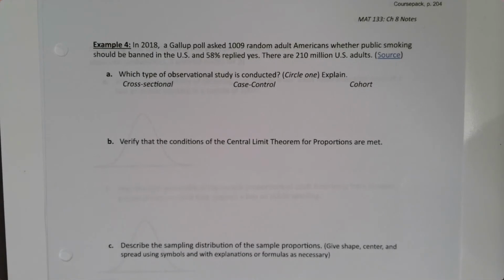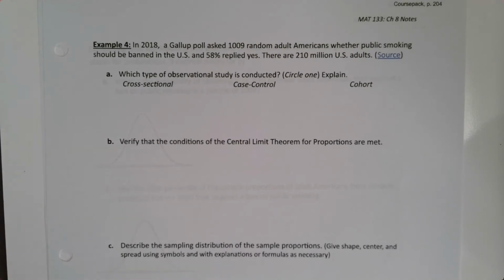So now let's do a problem like this with some context. In 2018, a Gallup poll asked 1,009 random adult Americans whether public smoking should be banned in the U.S., and 58% replied yes. There are 200 million U.S. adults. This is a real data set because I have a source link there, so this actually happened. Which type of observational study is being conducted?